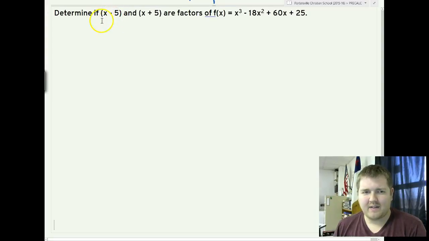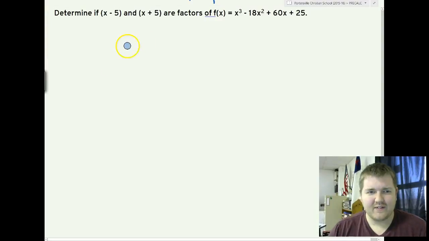Alright, so we can know whether or not a binomial is a factor of a polynomial if, when we divide the polynomial by the binomial, we get a remainder of 0. That's how we know that they're factors. So what we can do quickly to determine if x minus 5 and then x plus 5 are factors of this polynomial is we can use synthetic division.